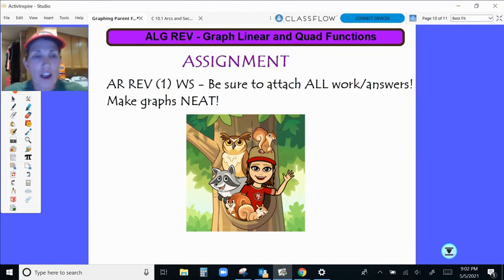Okay, so that is how to graph your parent functions and all of its transformations. So make sure you learn those parent functions really, really well. It's going to be important next year in Algebra 2 to understand those parent functions. If you know those, you're going to be way ahead of the game.